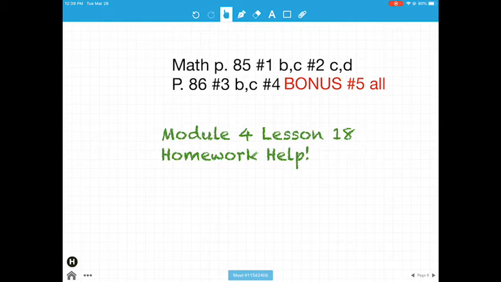Hello, this is homework help for Module 4, Lesson 18. This is the actual homework. I'm going to do the problems that are not part of the homework as examples.